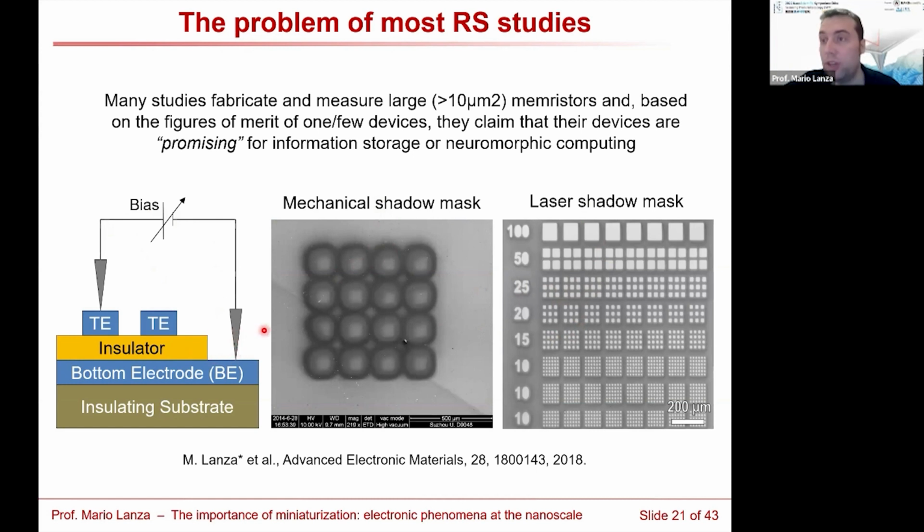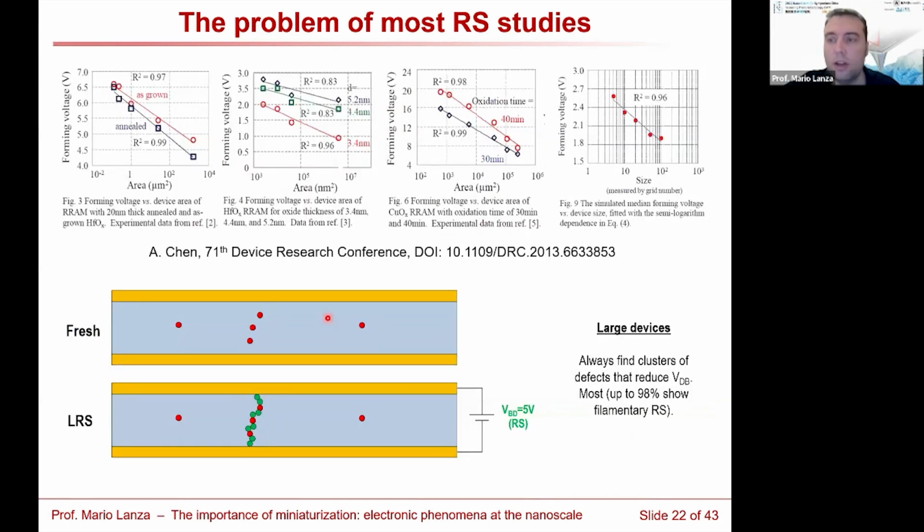However, I have to say that I have seen talks from many scientists who work in universities that don't have enough resources to purchase one mask aligner, and then they use the shadow mask method, which is totally reasonable and decent. But the readers of the papers have to keep in mind that if you don't measure a small device, you cannot claim that this memristor is promising for information storage or neuromorphic computing, no matter what you see, because it's big size. So let me show you why the size is so important.